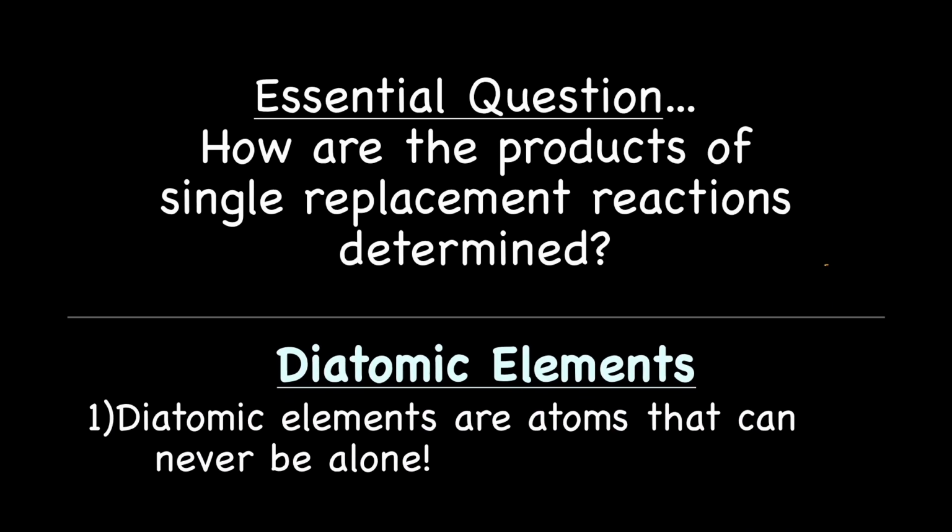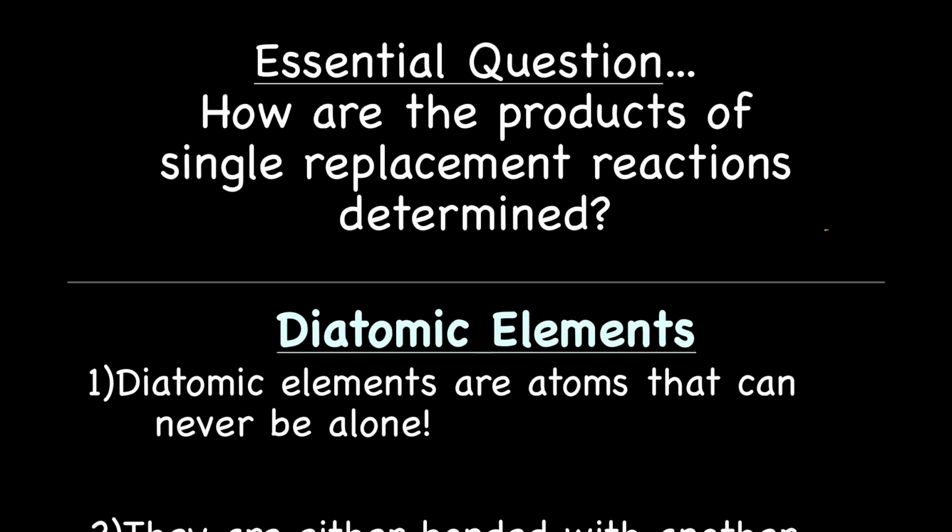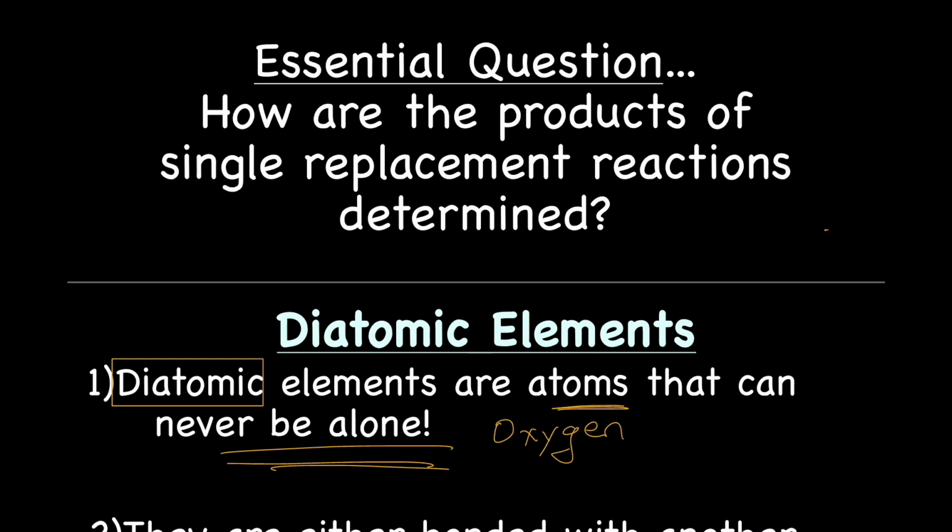We are going to start with a quick review of diatomic elements. Remember that diatomic elements are atoms that can never be alone. An example that you've seen before is oxygen. Oxygen is one of the diatomic elements. When we have oxygen in the formula for water, the oxygen is not alone. It is bonded with other atoms, so it's okay.